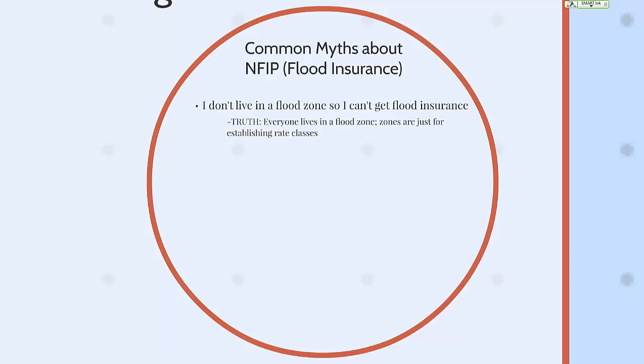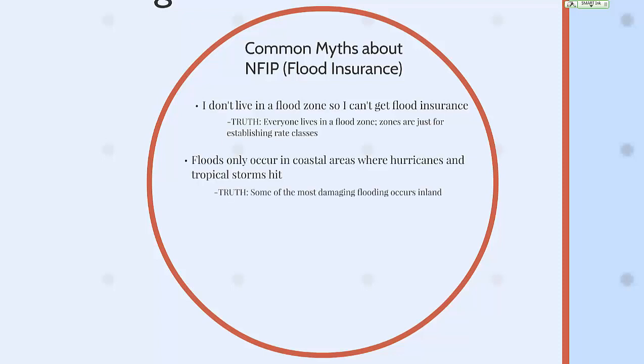Being a participating community basically means that you engage in flood mitigation tactics. But very few people live in a community that is not participating. Generally, those are highly rural areas that are not typically affected by flood. The insurance commissioner of Louisiana told me that everywhere in Louisiana is a participating community. Floods only occur in coastal areas where hurricanes and tropical storms hit. The truth is that some of the most damaging flooding occurs inland in states like North Dakota and Tennessee.